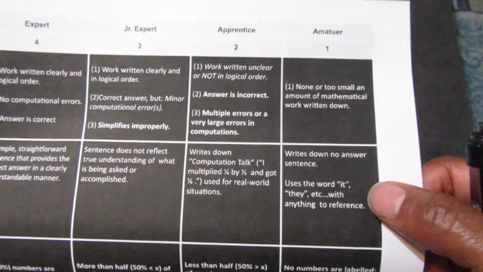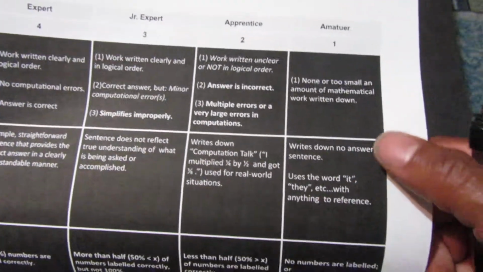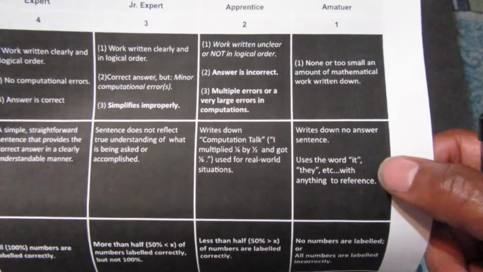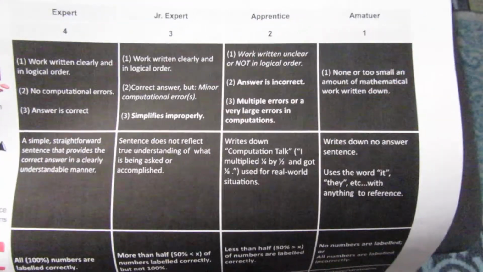We can't just say it. We've got to know what the it is, and at least have a reference to it. All right, so that's how you would earn an amateur on this one: if you wrote down no answer sentence or used the word it, they, etc., with nothing to reference. Let's move on to apprentice.